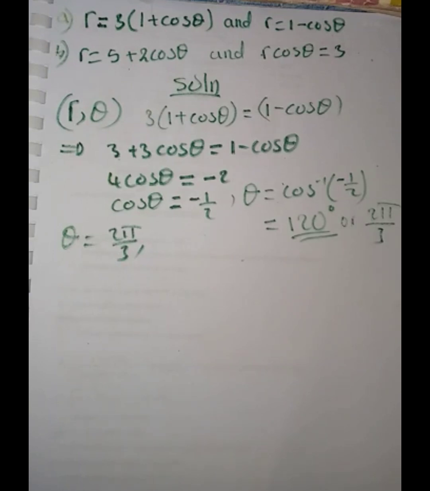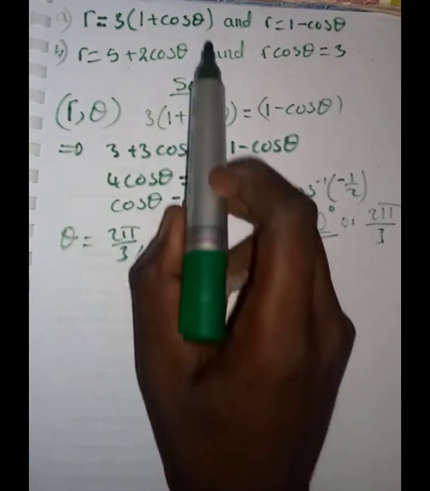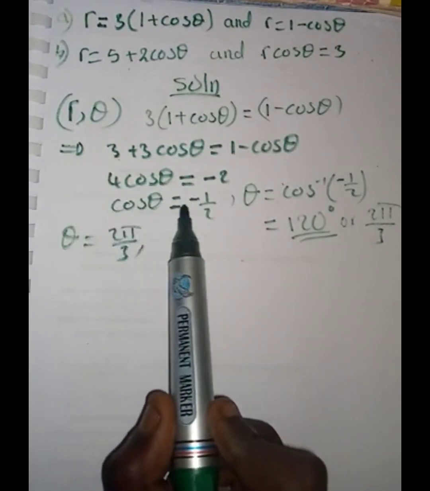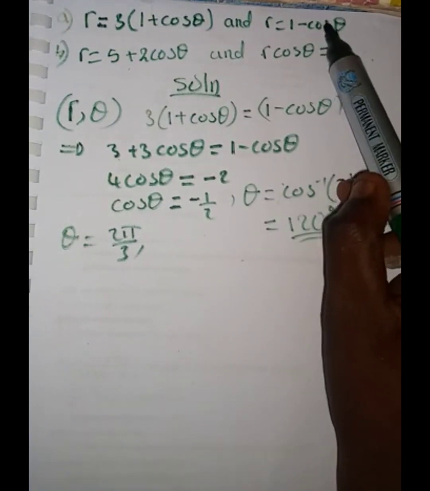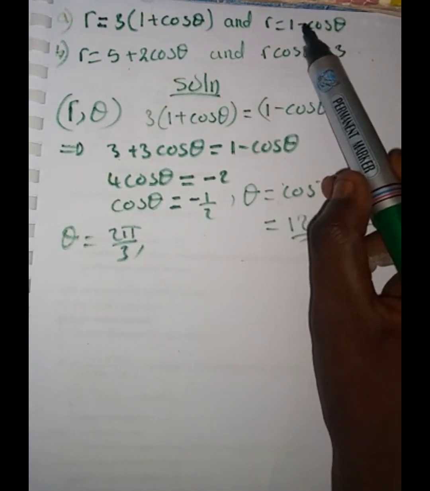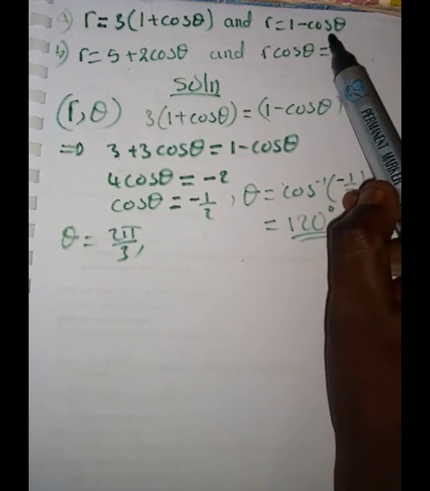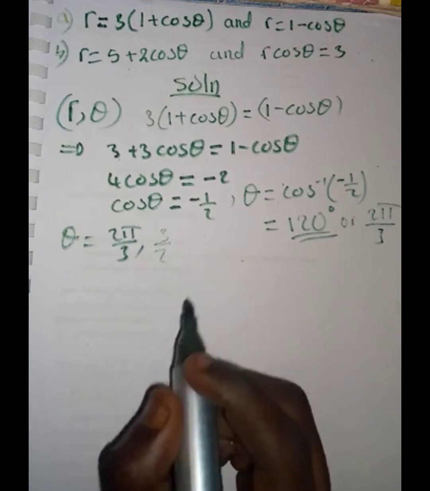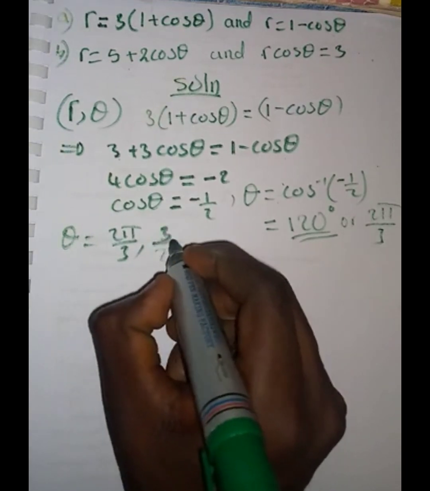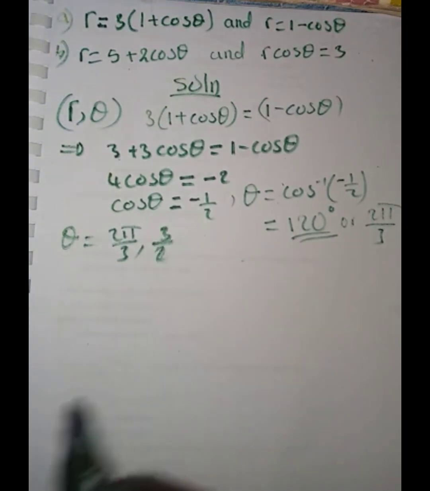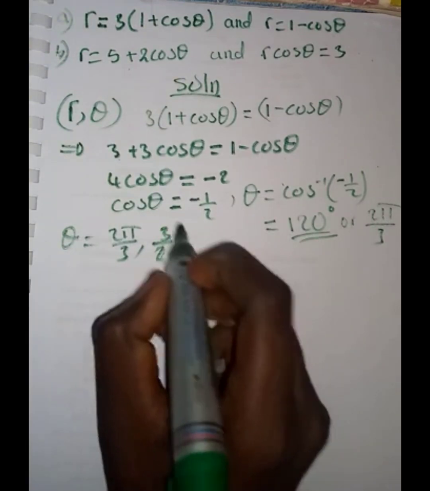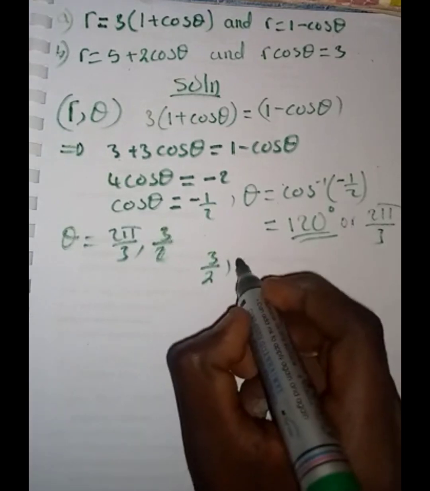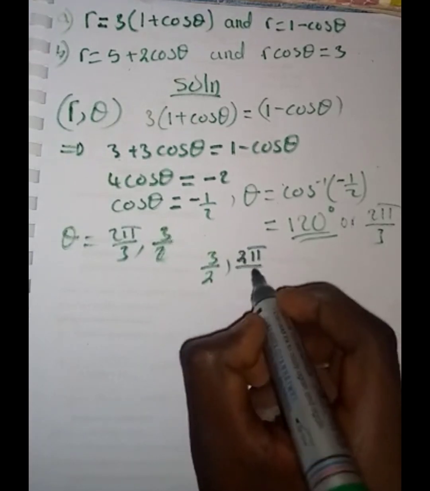To get the value of r, we can take the 2 pi over 3 and put it into either this or this. Or we can simply say, since cos theta is equal to negative 1/2, we can just put negative 1/2 here. We are going to have 1 minus negative 1/2, which is going to give us 3 over 2. So our polar coordinates are at the point r, which is 3 over 2, comma, theta, which is 2 pi over 3.